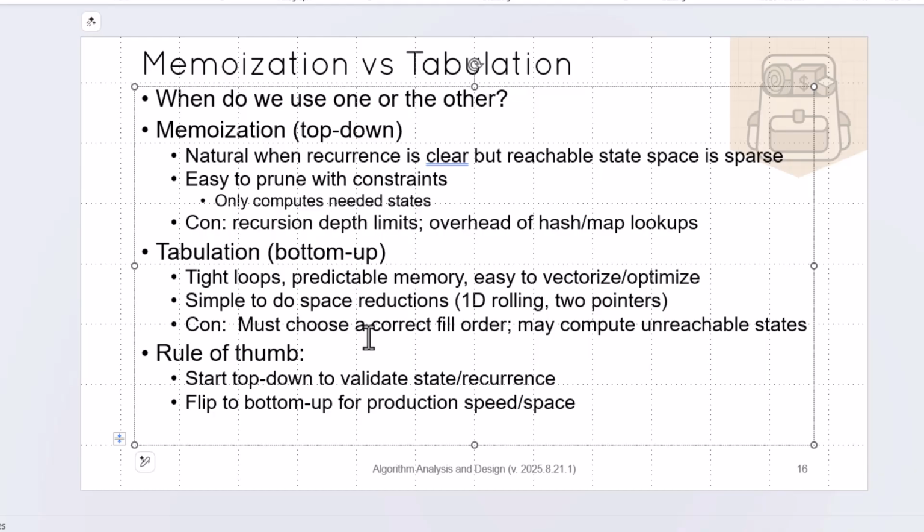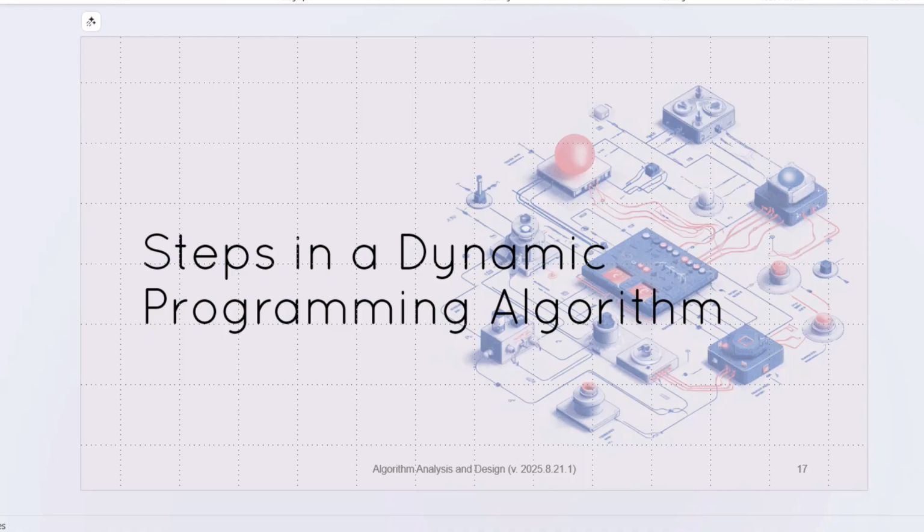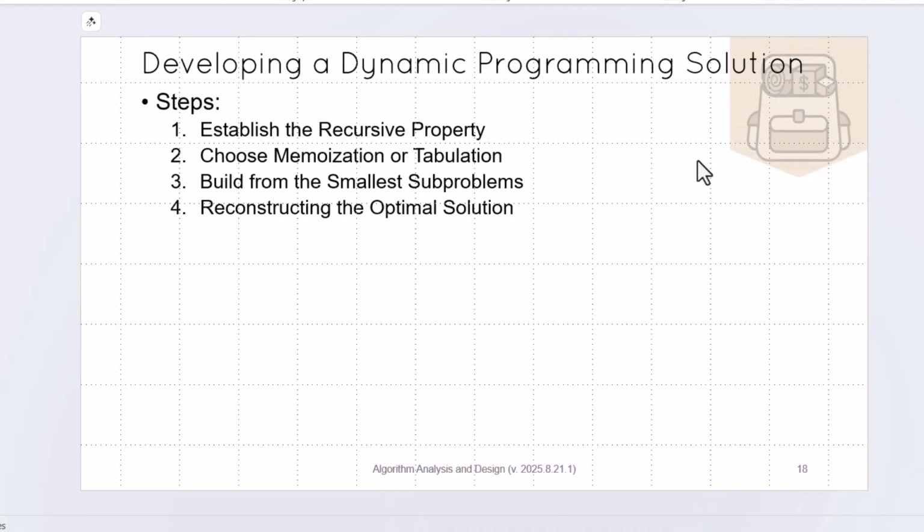The rule of thumb, though, is to start top-down to validate the state recurrence, because it's easier to go from a brute force recursion to memoization. It's easier to improve it that way. And then once you have that, you look at it and say, oh, you know what? I bet we could take advantage of tabulation. We flip it to bottom-up for production speed and space. So what are the steps in a dynamic programming algorithm? The overall steps are: establish the recursive property, choose memoization or tabulation, build from the smallest subproblems, and reconstruct the optimal solution.